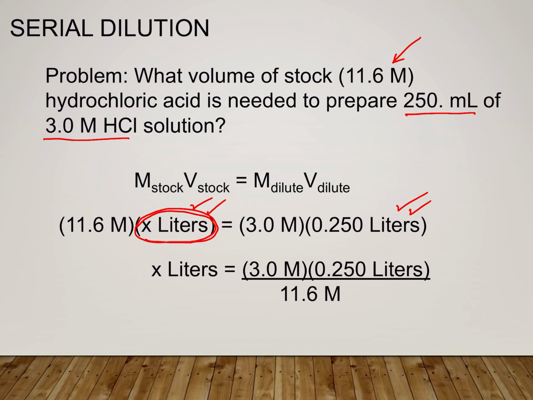So now we can go ahead and rearrange. We get liters will be our molarity, our dilute divided by our stock information, and we can get that we will need 0.065 liters or 65 milliliters of hydrochloric acid. So the way that we would actually go about making this, we would use 65 milliliters of hydrochloric acid and the rest of the solution, the other 185 milliliters, that's going to be water.